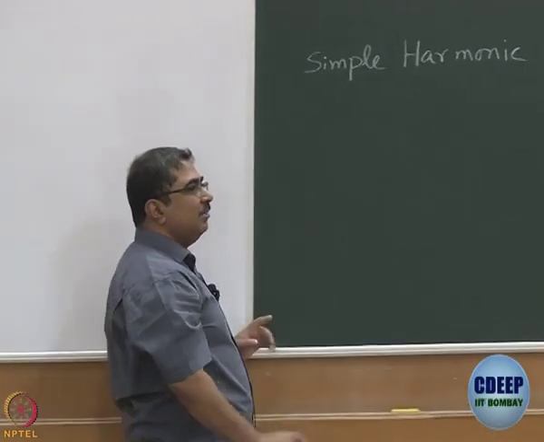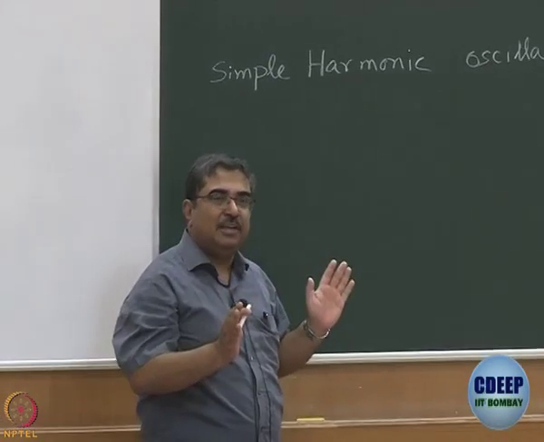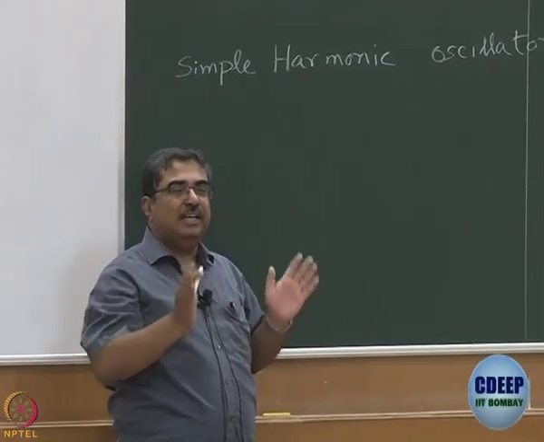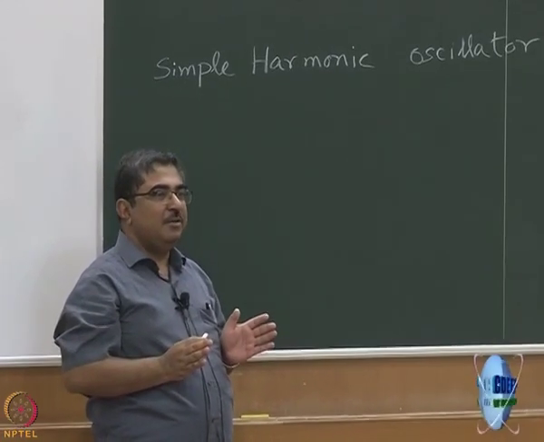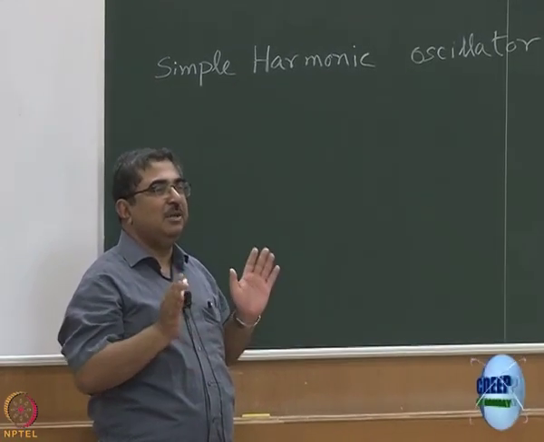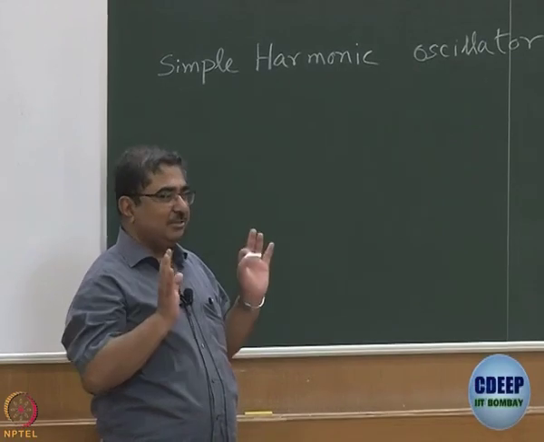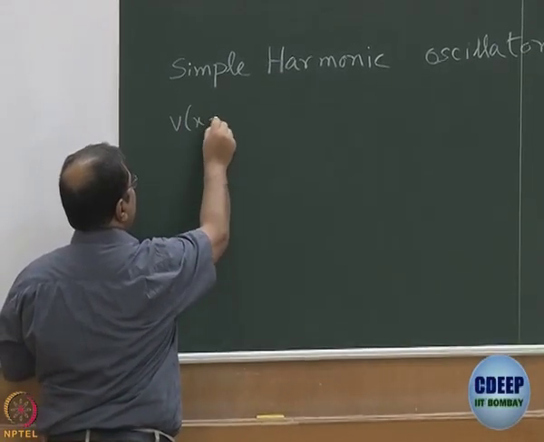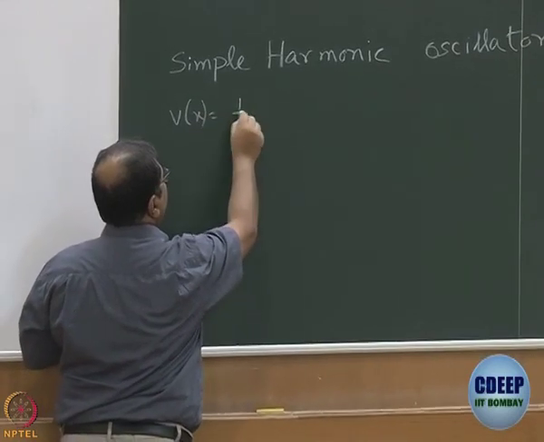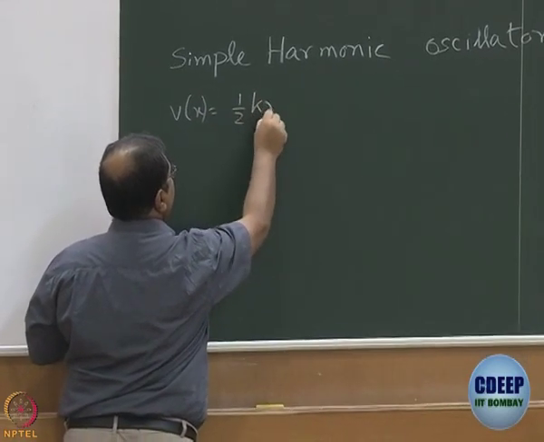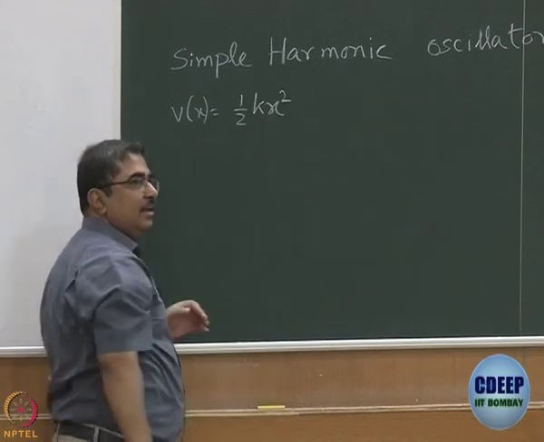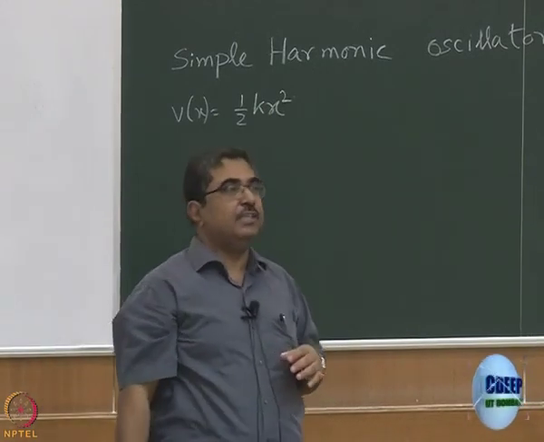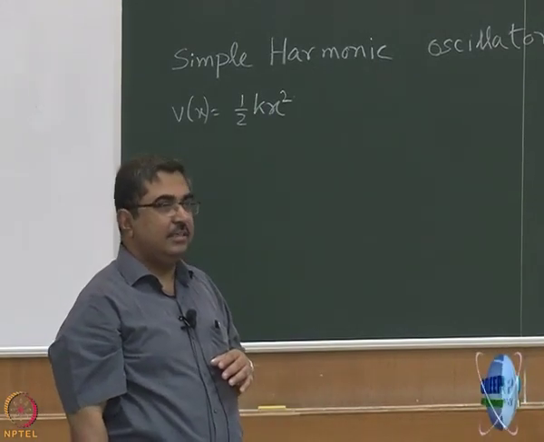Simple harmonic oscillator. The first thing that we know is, if it is simple harmonic, what is the potential energy? What is the potential energy for a simple harmonic oscillator? Half k x squared. So the potential energy I can write as half k x squared, and half k x squared is the equation of a circle. Is that right?